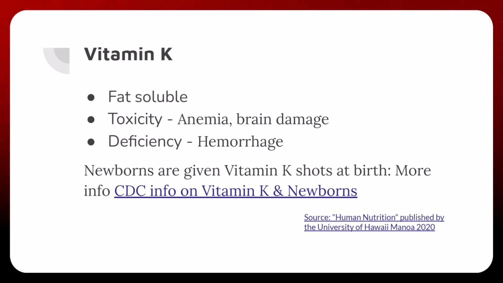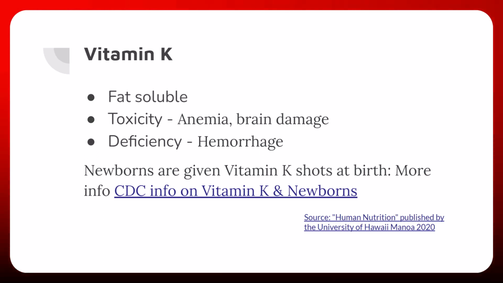Next, we're going to talk about vitamin K. This is a fat-soluble vitamin. Its toxicity looks like anemia and brain damage, and its deficiency causes bleeding or hemorrhage. Now, this is an important one to think about because newborns are given a vitamin K shot right after they're born. And why is that?